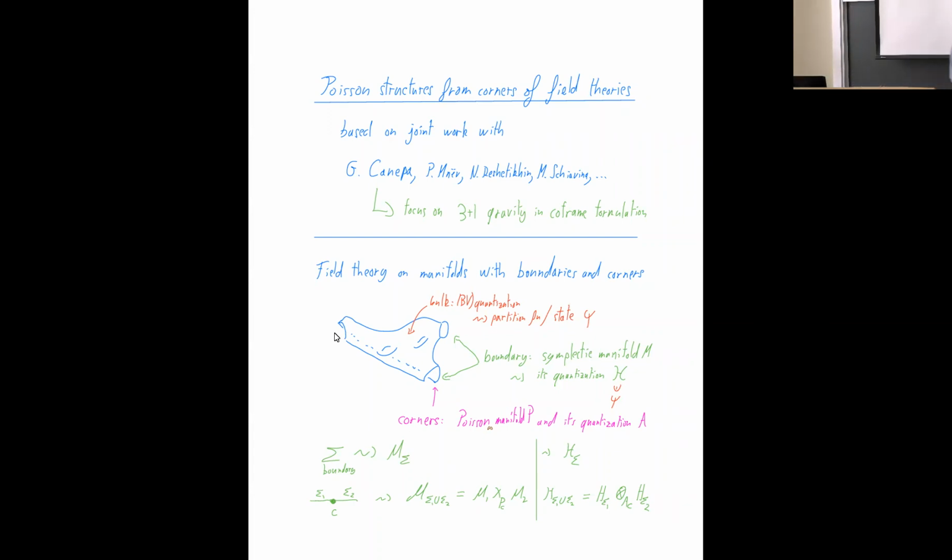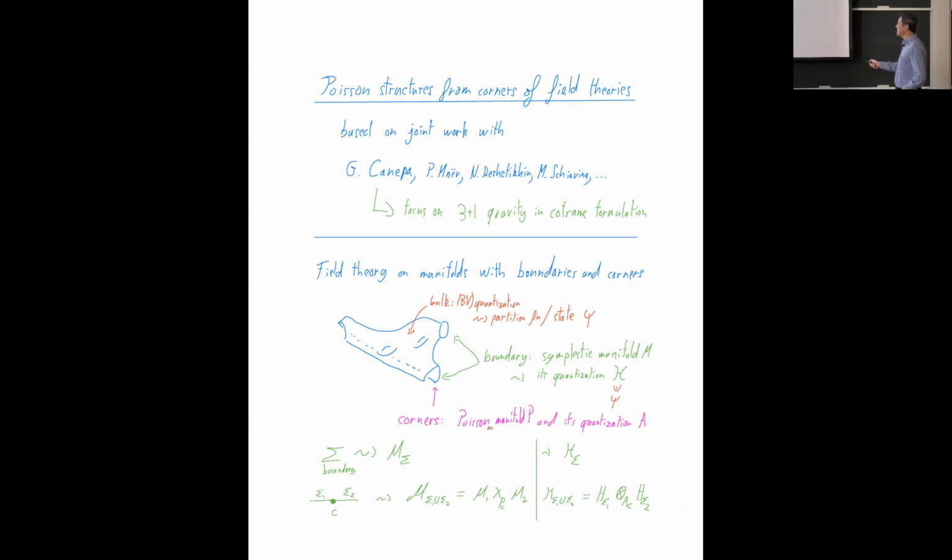My talk will involve some Poisson geometry and some supergeometry, and it's based on joint work with several people. The starting point is Pavel Mnev and Nikolai Reshetikhin, and then some development that we'll discuss today with Giovanni Canepa and Michele Schiavina, who are both my PhD students. So this will be the last part, about 3+1 dimensional gravity.